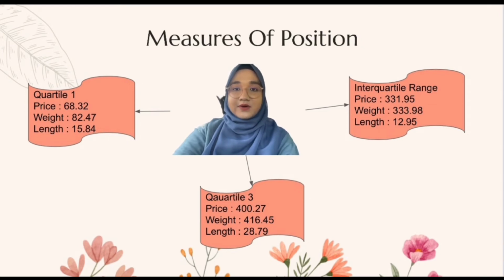Next, measures of position. Quartile 1 for price is 68.32, weight 82.47, and length 15.84. For quartile 3, price is 400.27, weight 416.45, and length 28.79. And the last one is the interquartile range, which for price is 331.95, weight 333.98, and length 12.95.